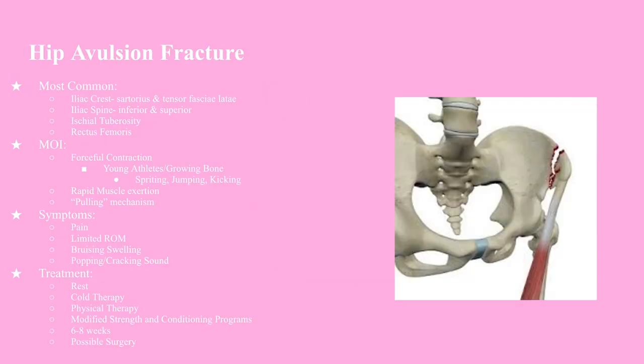Hip avulsion fractures are most common in the iliac crest, where the sartorius and tensor fasciae latae connect, the iliac spine, inferior and superior, ischial tuberosity, and the rectus femoris. The mechanism of injury for these fractures are from a forceful contraction, usually when the athlete is sprinting, jumping, or kicking, or from just growing bones and direct trauma.